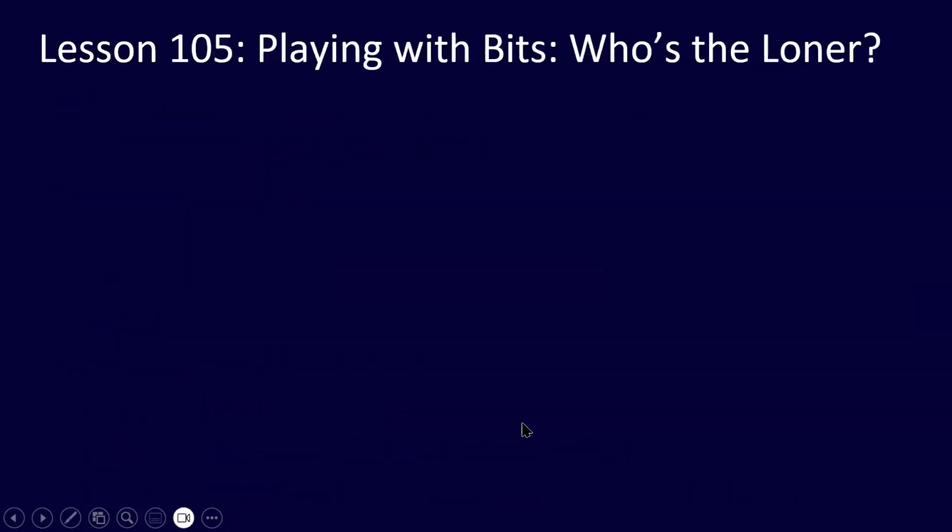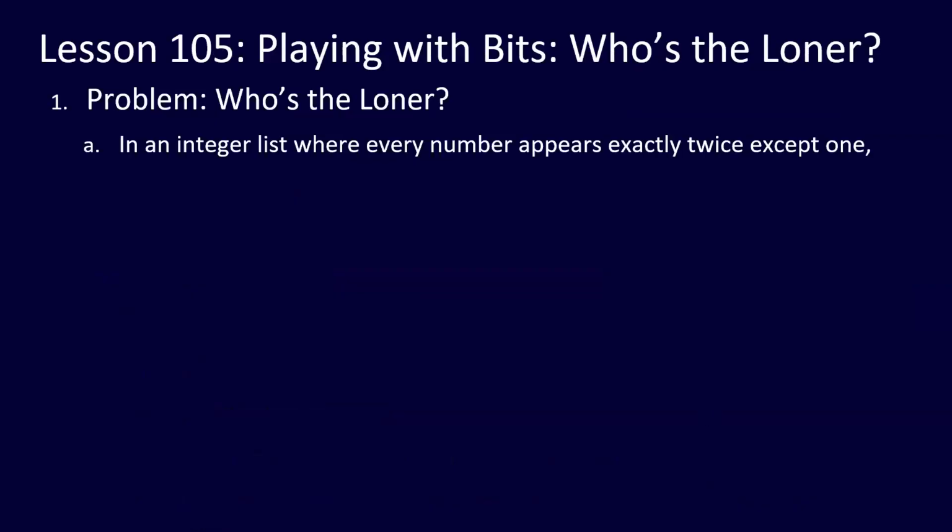Okay, what is today's topic? Today's topic is about playing with bits again. Who's the loner? What do I mean by that? The problem is an integer list where every number appears exactly twice except one element. We want to find the single loner.